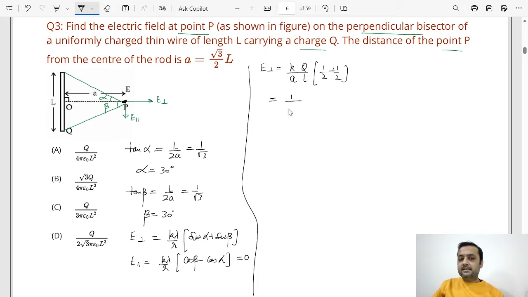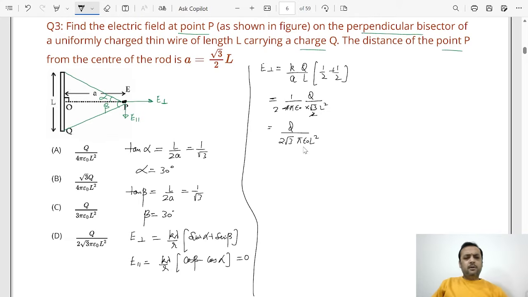Now we know that K is 1 upon 4 pi epsilon naught, Q is Q. The value of A is root 3 by 2L, so you can put root 3 by 2L here, and one more L is present, so it will become L square. So if you see, the 2 will make it 2, so that means Q upon 2 root 3 pi epsilon naught L square.